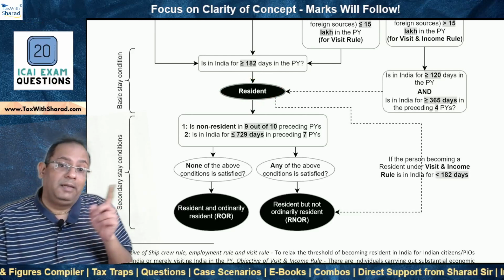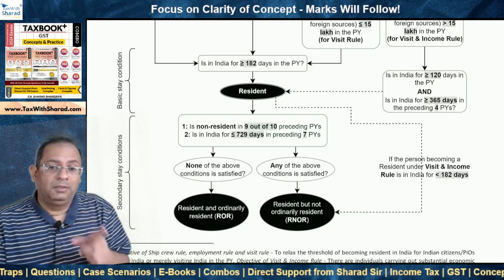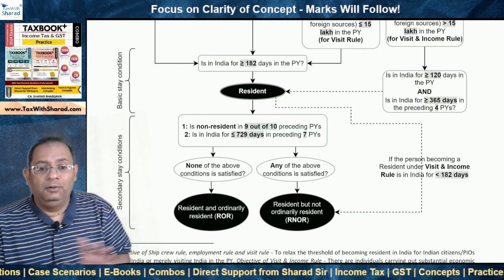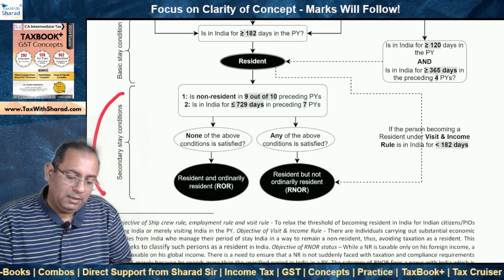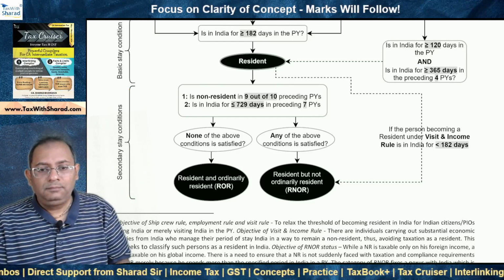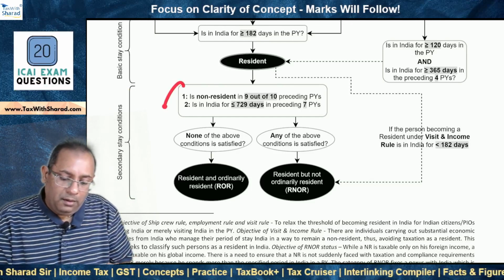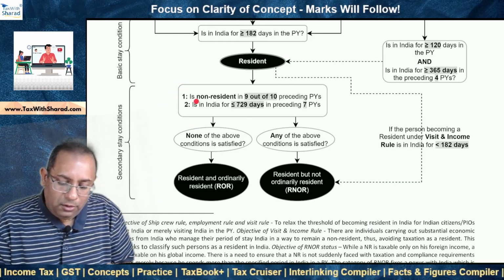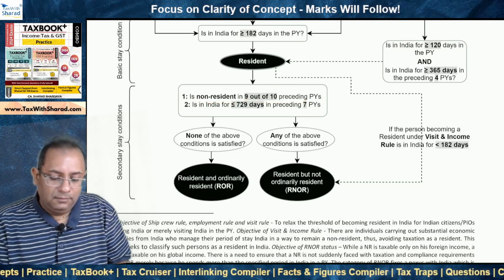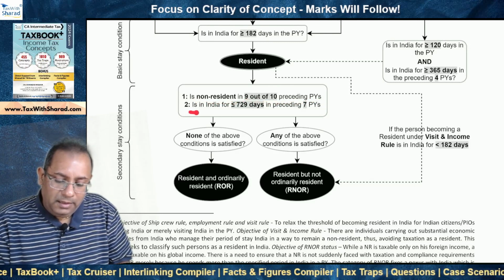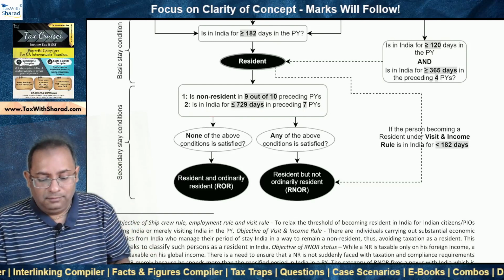Now once the person becomes a resident, we need to move to the next step and figure out whether the person will be a ROR or a RNOR. For that, what you need to check is what we call the secondary stay conditions. There are 2 conditions. One, the person is a non-resident in 9 out of 10 preceding previous years. Second, the person is in India for 729 days or less in the preceding 7 previous years.